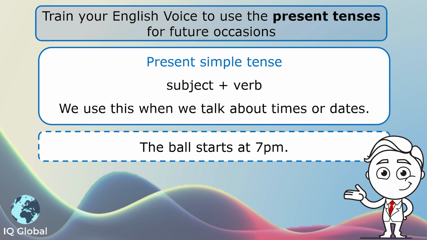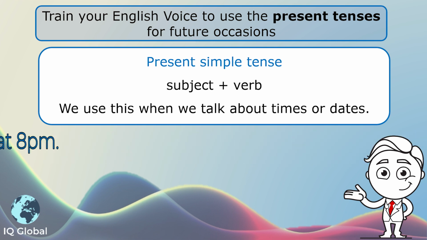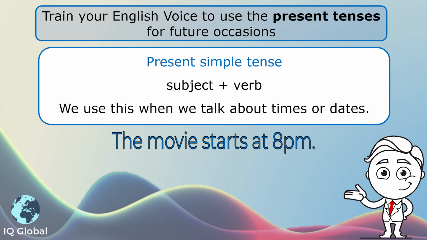Let's have a look at another example. The movie starts at 8 p.m. 8 p.m. is a time, so I wrote the sentence in the present simple. Subject, the movie, and then verb, starts.